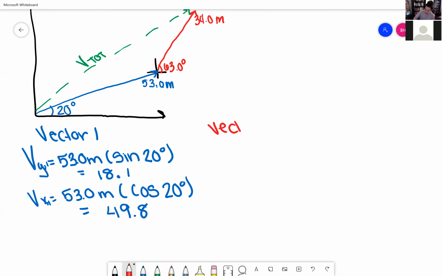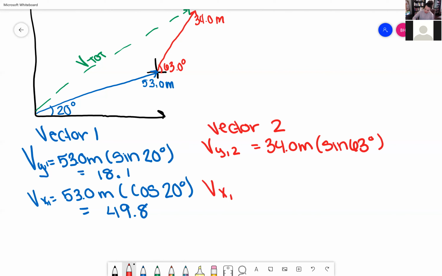Now let's go ahead and break apart vector 2. We're going to do the same thing. So Vy2 is going to be 34 meters times sine 63 degrees. And then we're going to have Vx2, and this is going to be 34.0 meters cosine 20 degrees. Okay, so let's go ahead and wait. I put 20. 63.